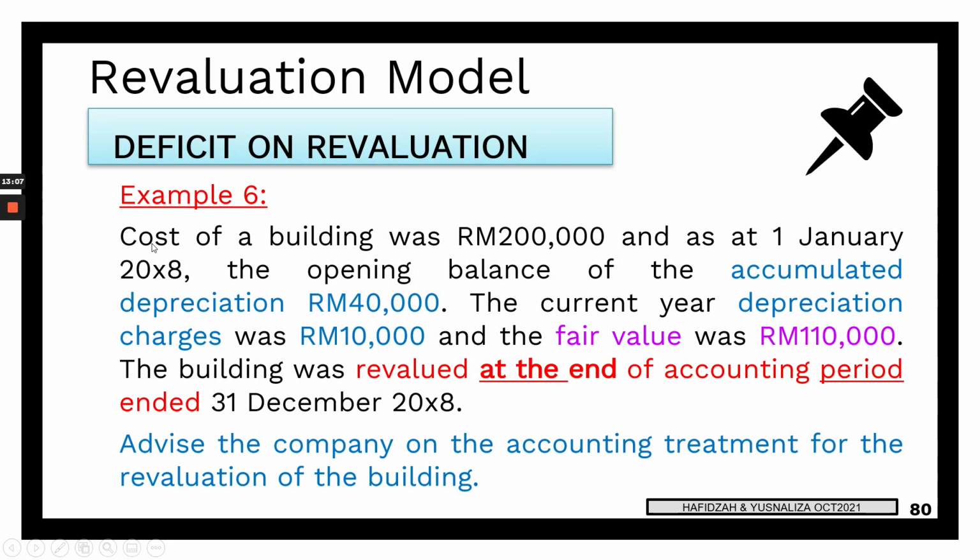So let's look at this example of example 6. Cost of a building was 200,000, and that was at the beginning of the year. And the opening balance, similar to example 5, 40,000. Same goes like in example 5. The accumulated depreciation was 10,000. What is the difference in this example is that the fair value is no longer 170,000 as per example 5, but here the fair value is 110. All other details are the same.